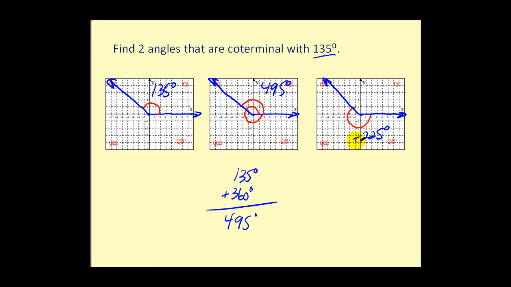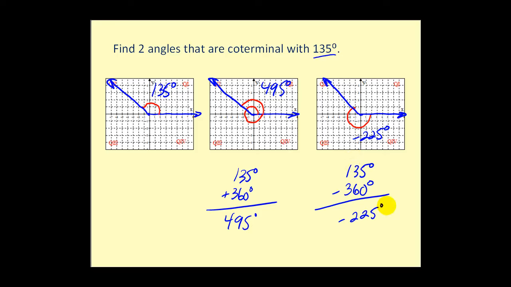225 degrees. Or we could also start with 135 degrees and subtract 360 degrees, which represents a revolution clockwise. So we start here and go clockwise 360 degrees. And we get the same thing of negative 225 degrees.